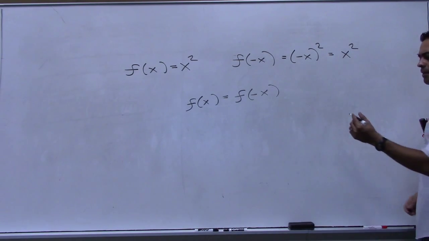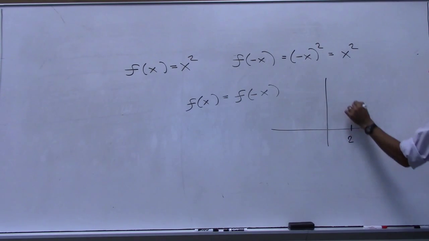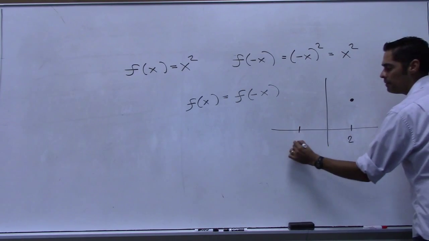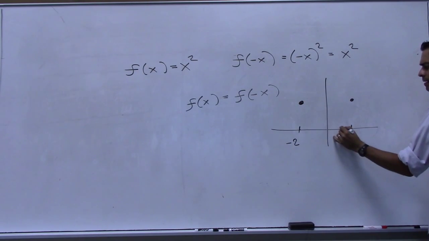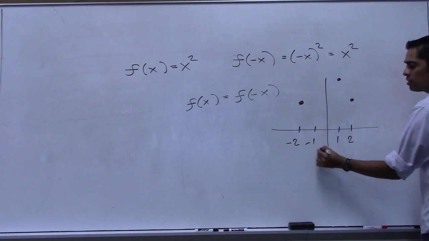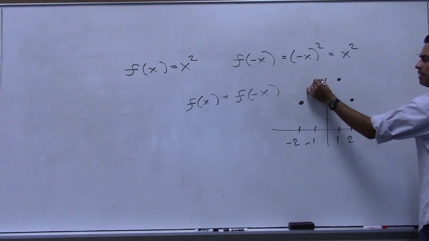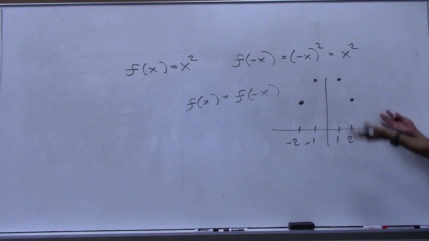What is it going to look like if it's an even function? I said if I plug in 2, I get something, right? If I plug in negative 2, I should also get what? The same thing, right? If I plug in 1, I should get something. And then if I plug in negative 1, I should get the same thing. So if I do all this for all the different values, what should this thing look like?